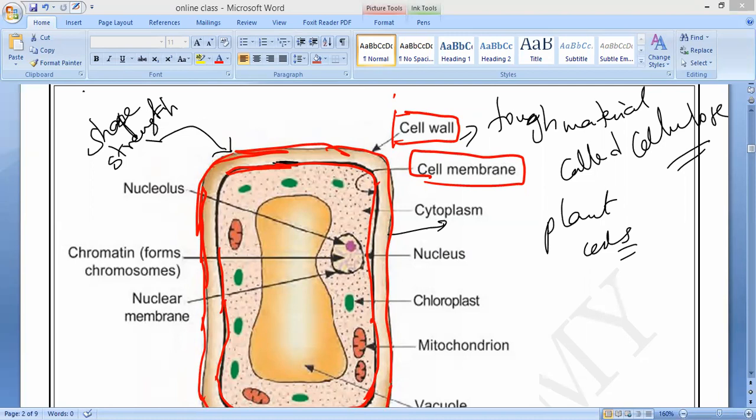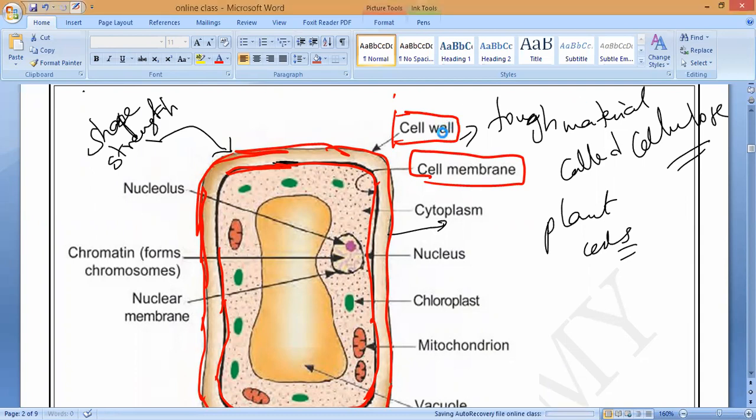So the living matter of a cell which is present in both plant cells and animal cells, what is that called? Protoplasm. Do you understand or not? Yes or no? Yes, sir. If you say yes, I can understand. A non-living thing which is present only in plant cells is called the cell wall. Any doubt in this? Ask me, please.